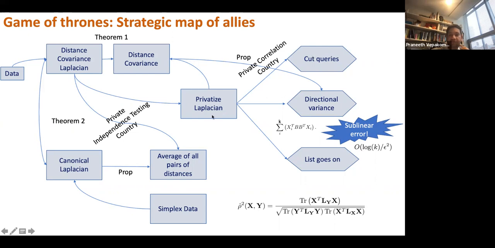So if you do whatever query you want, you will not necessarily have sublinear error. But if you do some of these specific kinds of queries that depend on private Laplacians, you would have sublinear error. The good thing is we also show that one of these specific downstream queries, called the directional variance query, can be explicitly used to denote the nonlinear correlation. So basically the nonlinear correlation can be expressed as a directional variance. The directional variance can be expressed as a function of graph Laplacians, but these graph Laplacians can be privatized and therefore you would have sublinear error. This is the high level hand wavy picture, but this is an exact approach with many steps to go from one to the other.